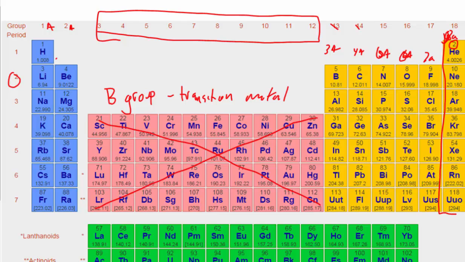Now, this column over here, this family, is called the noble gases. They don't do anything at all. They are stable. They already have their outer energy level full. They don't need to gain electrons. They don't need to lose electrons. They're not going to form bonds.